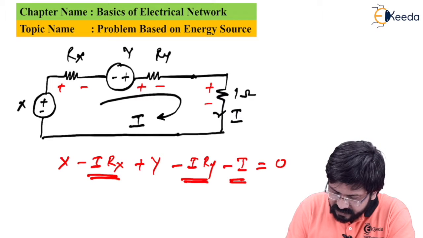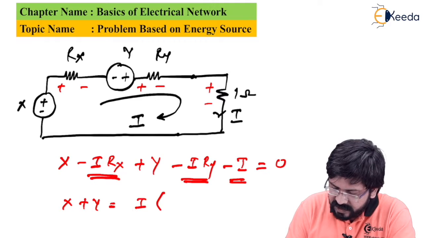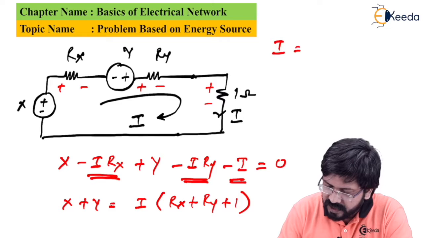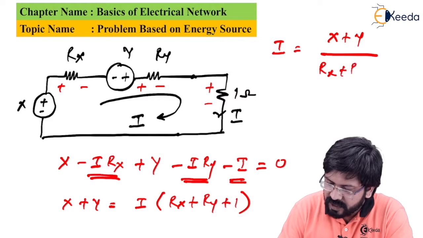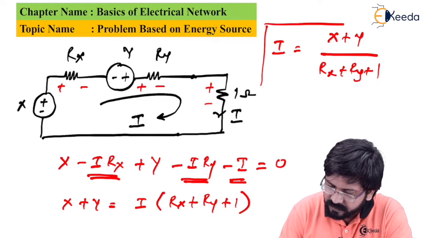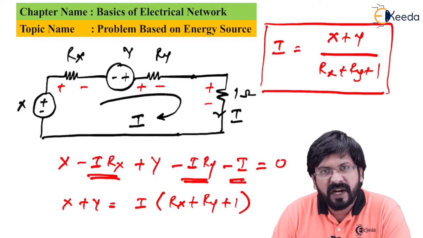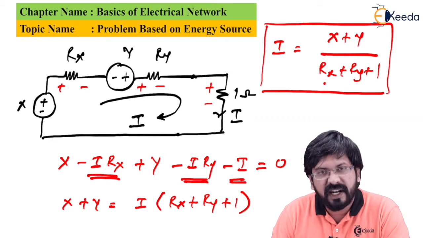So I can rewrite this as X plus Y equal to, I'll take I common, so what remains inside is Rx plus Ry plus 1. So I can write the I value as X plus Y whole divided by Rx plus Ry plus 1. What they are asking us is the value of this I. I'll get this value of I only when I know the values of X, Y along with Rx, Ry, plus 1. So now the task is to find X, Y along with Rx and Ry values.